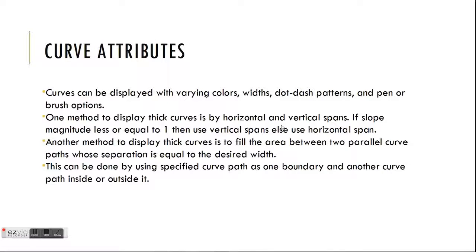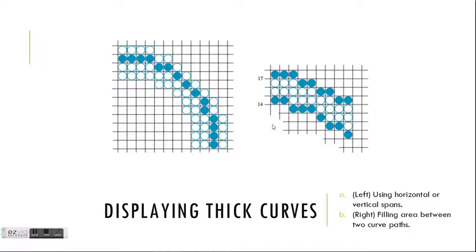Curve attributes. Curves are formed using the lines. When the line is not in a straight manner, it can be called a curve. As it is derived from line, it has similar attributes as color, width, and styles. Thick curves can be obtained either by horizontal and vertical spans or filling the area between the two parallel curves, whose separation is equal to the desired width. Here we can see the examples. These are horizontal and vertical spans, which make the curve thick. Here we can see a curve and then a parallel curve of the desired width.